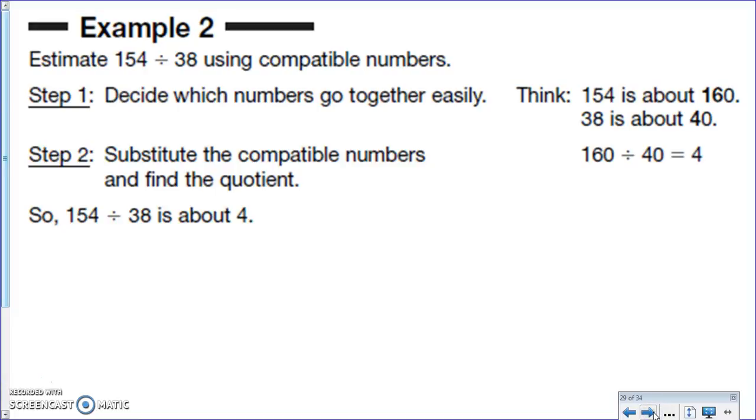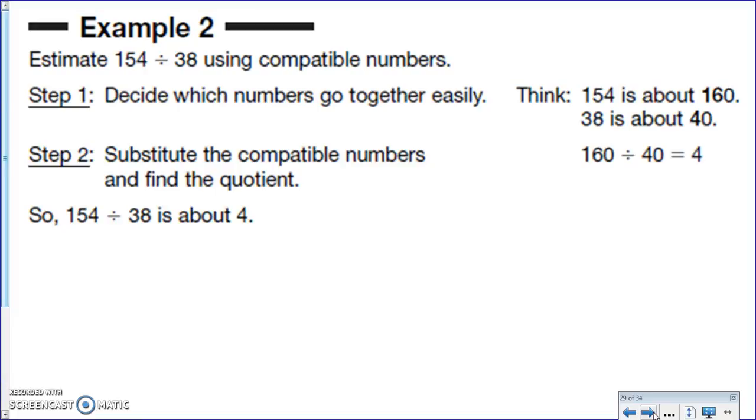Example 2. Estimate 154 divided by 38 using compatible numbers. Step 1. Decide which numbers go together easily. Think, 154 is about 160 and 38 is about 40. So 160 divided by 40 is 4. Because if you go back to your division fact, 16 divided by 4 is 4. So 160 divided by 40 is also 4.